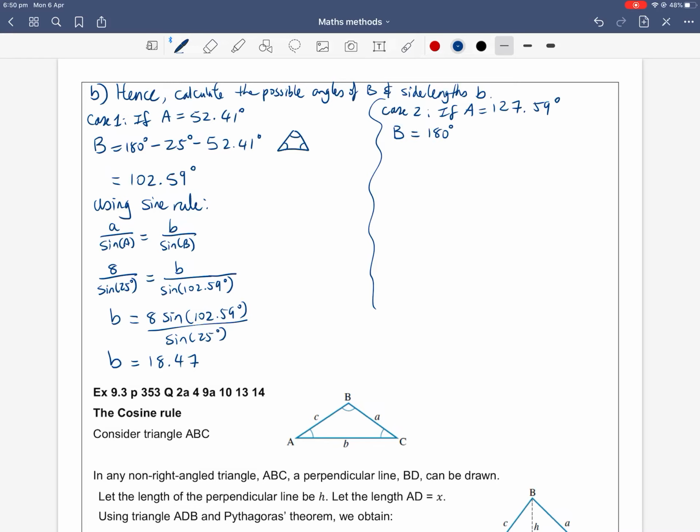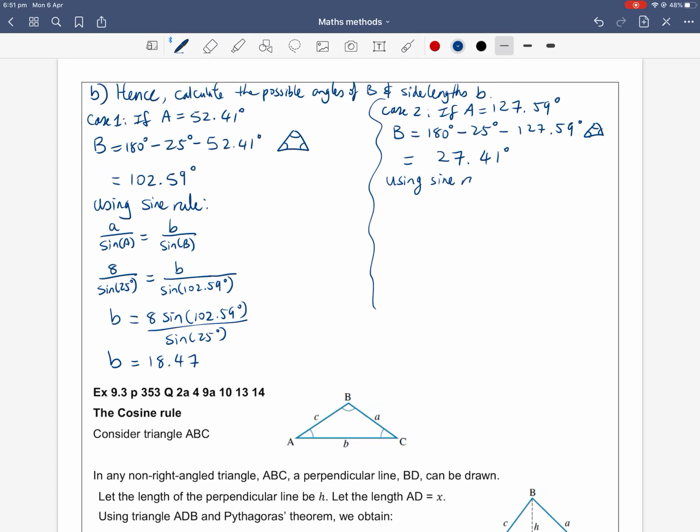Similarly, if A was the obtuse angle, we do the exact same thing. We work out B using the sum of angles in a triangle to be 180 degrees. So 180 minus 25 minus 127.59, because sum of angles in a triangle is 180 degrees. Using a calculator, that gives us 27.41 degrees.